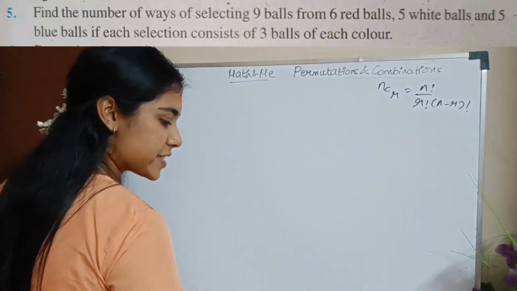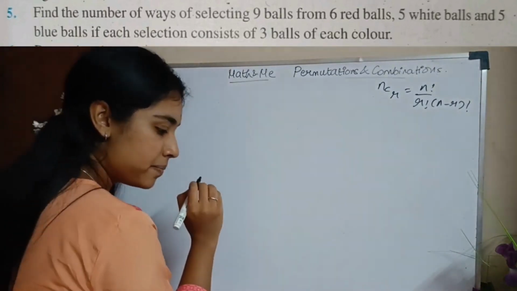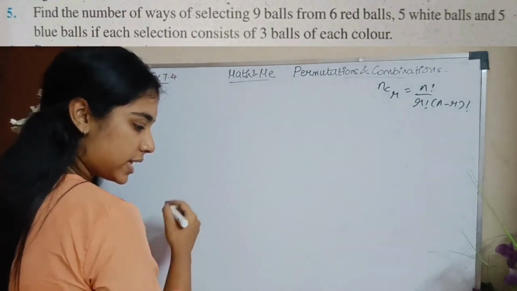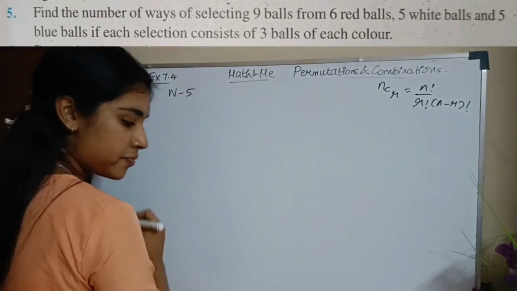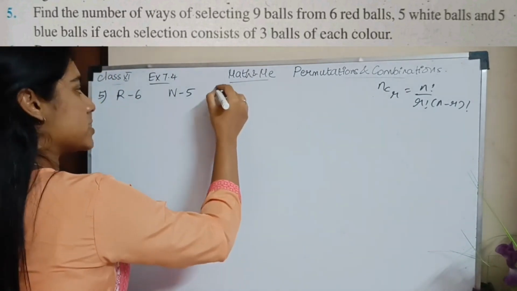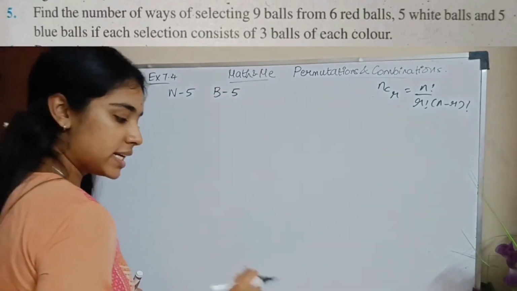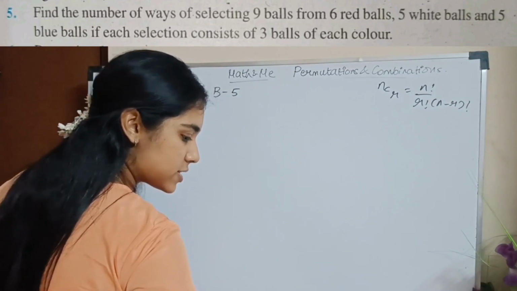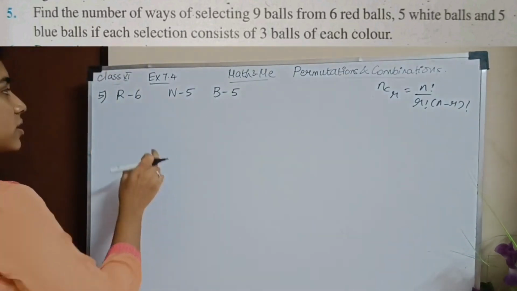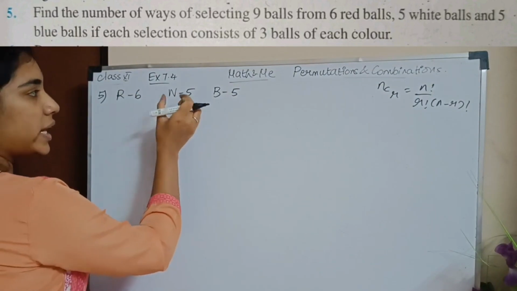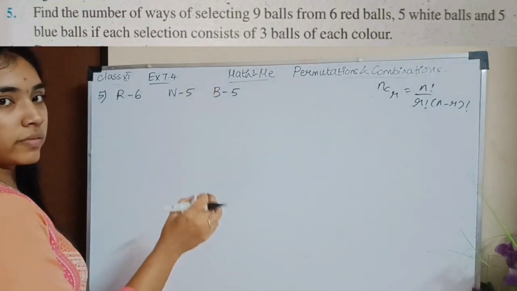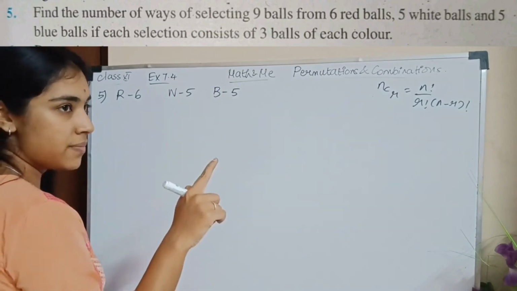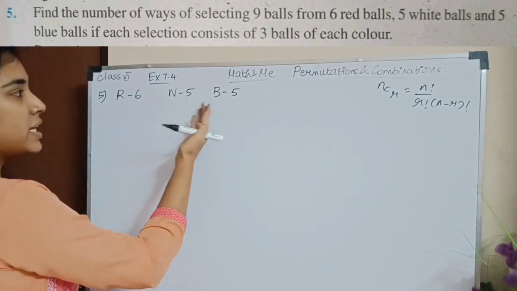Question number 5. Find the number of ways of selecting 9 balls from 6 red, 5 white and 5 blue balls, such that each selection consists of 3 balls of each color. So how many red are there? 6. Now I need 3 from red, 3 from white, 3 from blue. 3 plus 3 plus 3 is 9 balls. So in total I need 9 balls, out of which 3 has to be from each color.